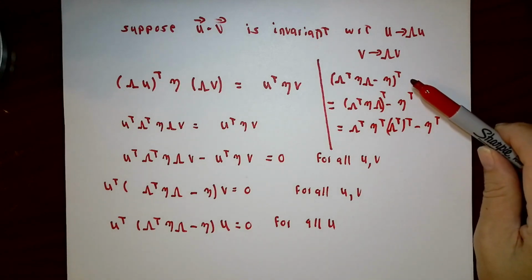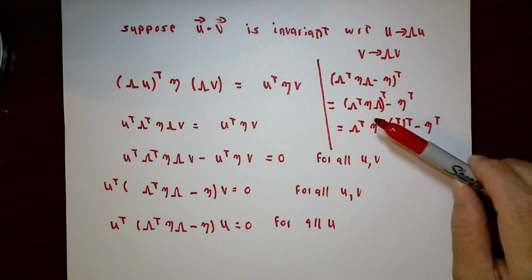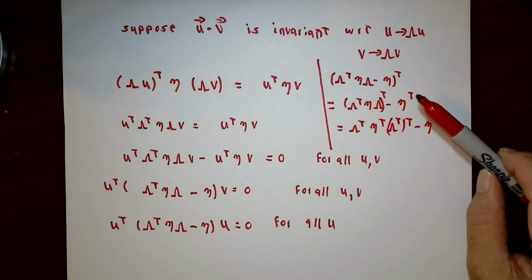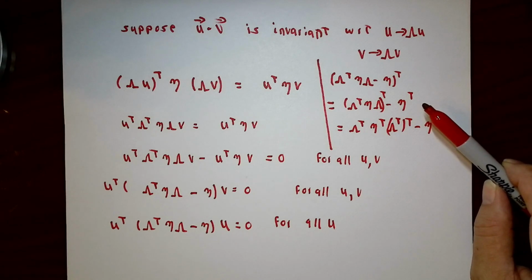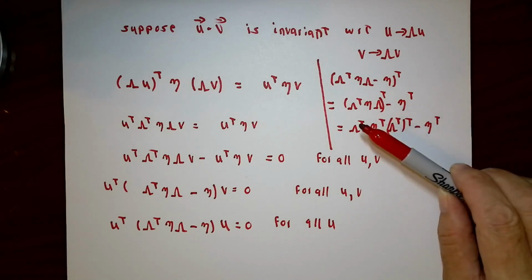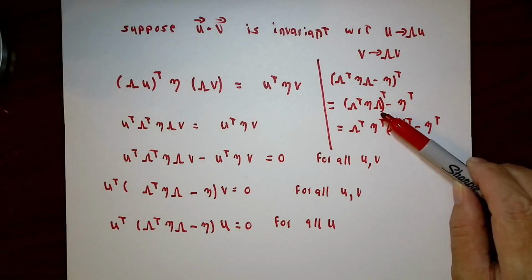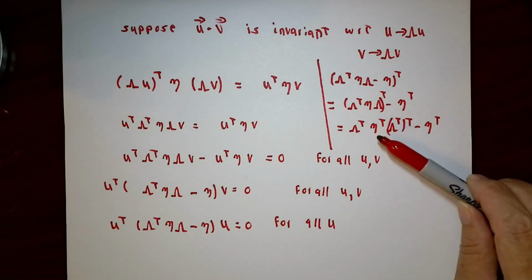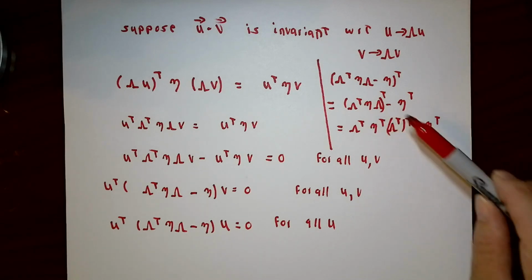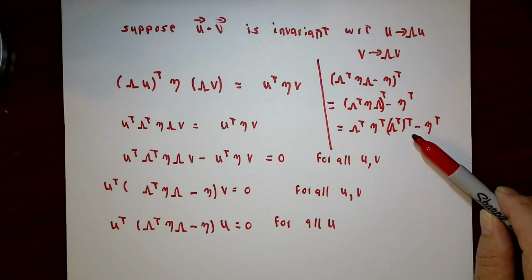The transpose of lambda transpose eta lambda minus eta is the transpose of the first matrix minus the transpose of the second. Because of one of the linear algebra facts we know, though, the transpose of something times something times something else is the transpose of the something else times the transpose of the something times the transpose of lambda transpose, which would just be lambda. Eta is diagonal, so it is automatically symmetric.